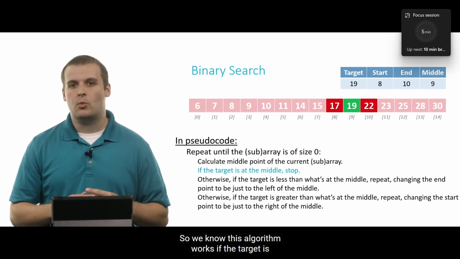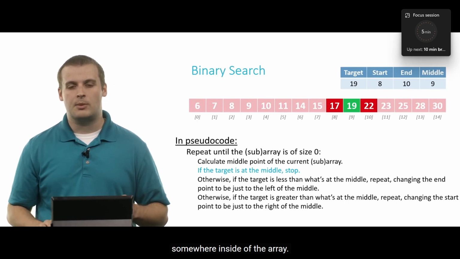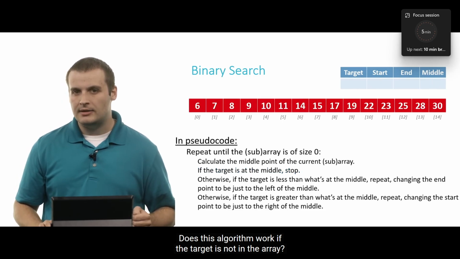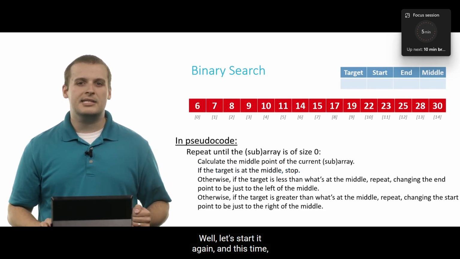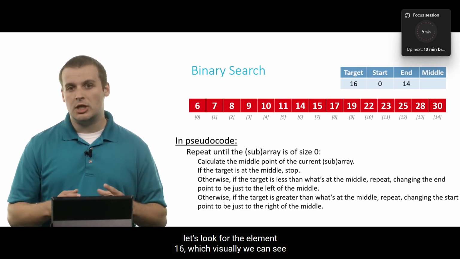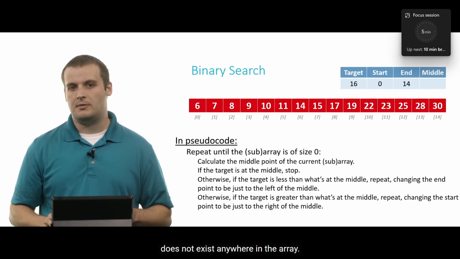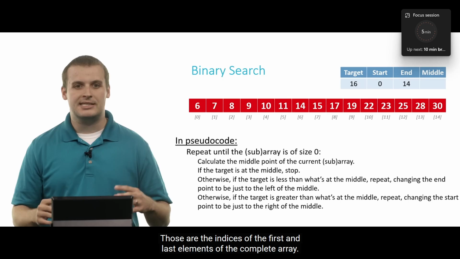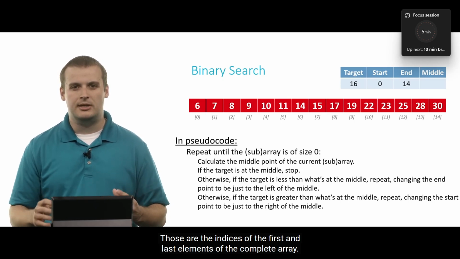All right, so we know this algorithm works if the target is somewhere inside of the array. Does this algorithm work if the target is not in the array? Well, let's start it again, and this time let's look for the element 16, which visually we can see does not exist anywhere in the array. The start point is again 0. The end point is again 14. Those are the indices of the first and last elements of the complete array.